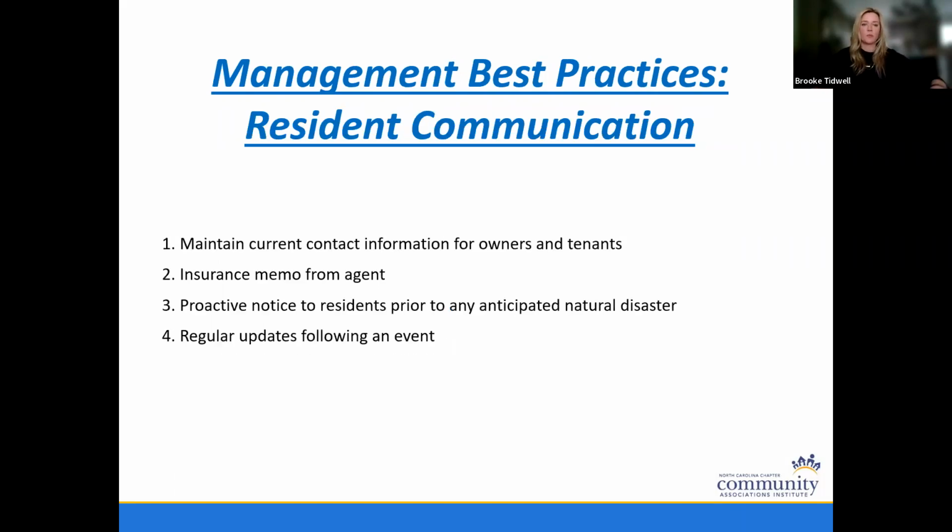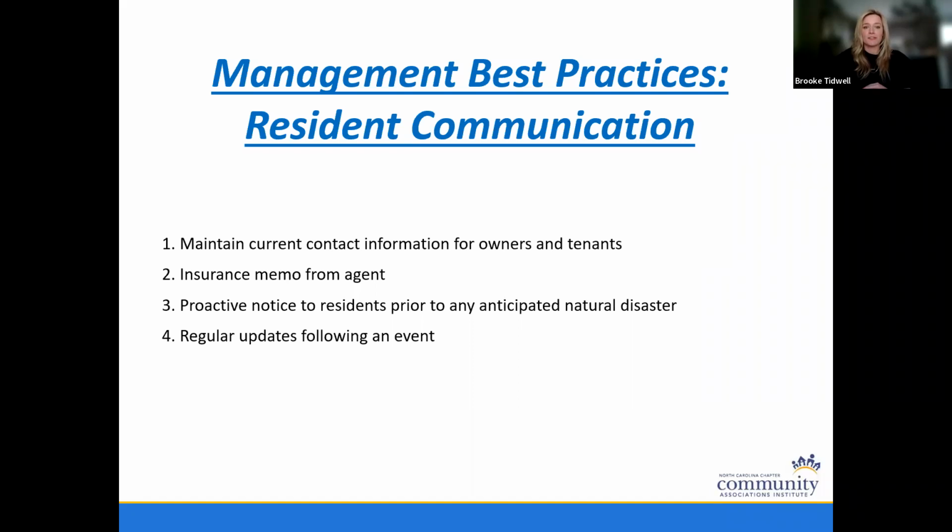So, pivoting from board member best practices to resident communication. To the extent possible, it's going to be best to maintain a property owner and tenant list with current contact information. When we're dealing with an emergency, things are time sensitive, and so being able to communicate with property owners and tenants in a timely manner is really crucial in order to help mitigate whatever damage is going to occur.